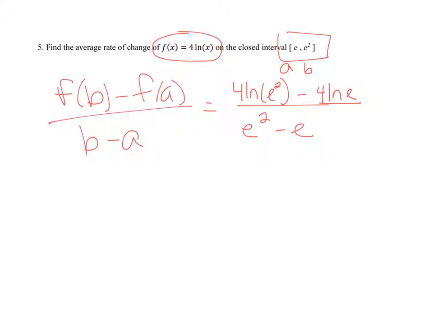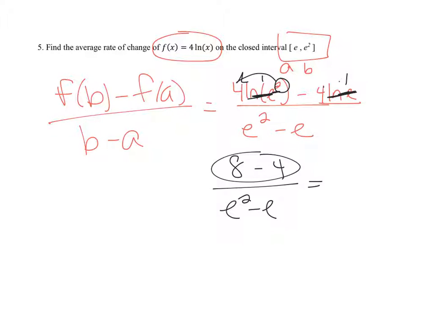Now, you should know by now that ln and e cancel to 1, and this cancels to 1 as well. This power is going to multiply with the 4, so I get 8. And this 1 times a negative 4 is negative 4. So I have e squared minus e on the bottom, combine like terms on the top, so I'm left with 4 over e squared minus e. That's my final answer.